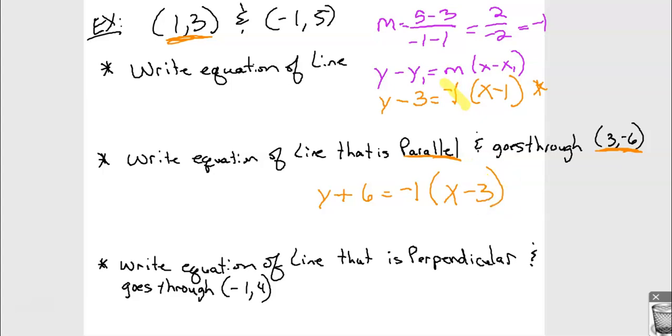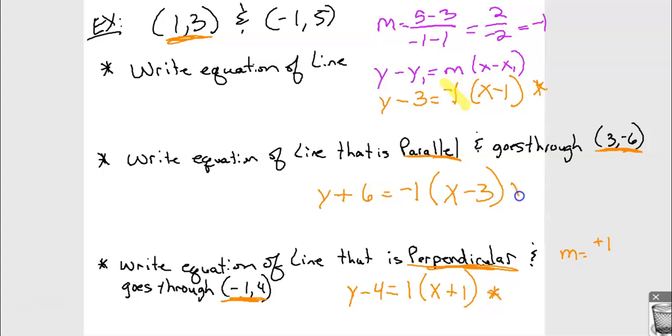And then notice the last equation: write an equation of a line that is perpendicular. Well, perpendicular means opposite and reciprocal. So the slope for this line is +1, because if we do the opposite of -1 and the reciprocal of -1, it's going to be +1. So we're going to use y minus 4, because we're using this point, equals +1 times x plus 1. So notice I wrote the equation.